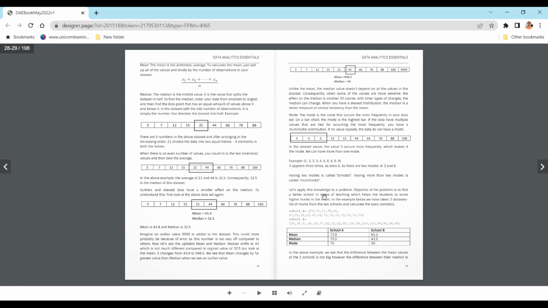Now the interpretation is all up to you. Numbers will tell you, and how you interpret is up to you. So we'll stop here. Any questions?